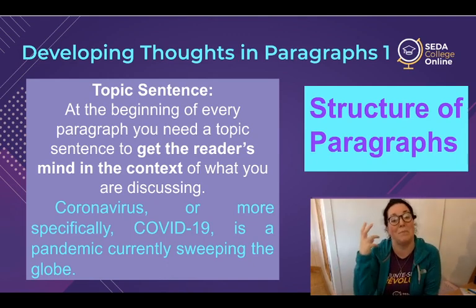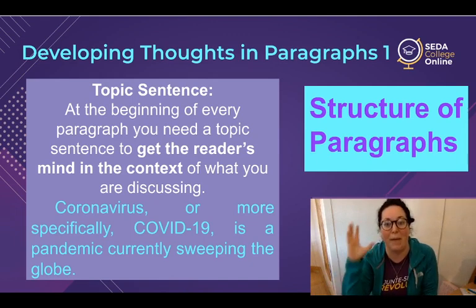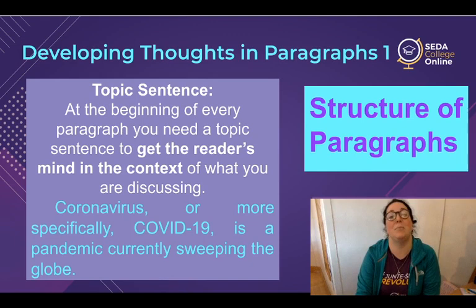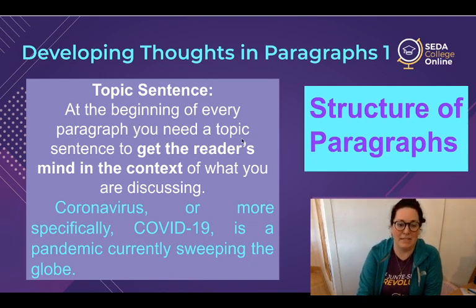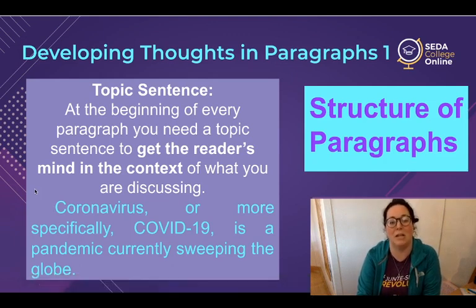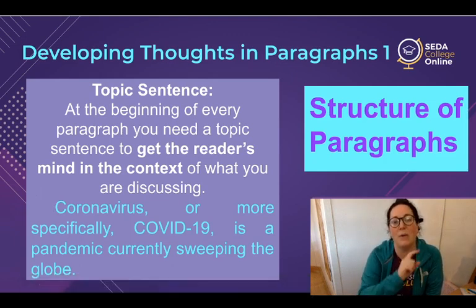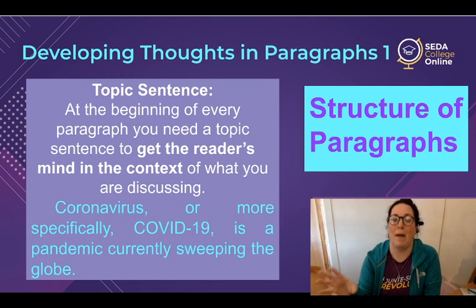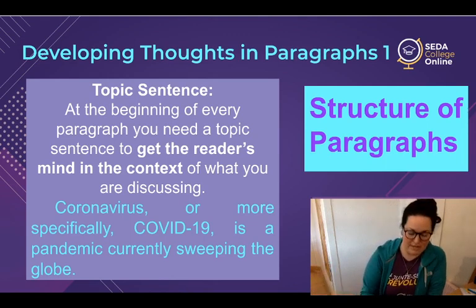It gets the reader's mind in the context of what you're discussing, so it needs to be general about that context. For example, yesterday we had the topic sentence of coronavirus, or more specifically, COVID-19 is the pandemic currently sweeping the globe. Okay, so that was the first sentence of my introduction paragraph before I ever went into my point about coronavirus or COVID-19.